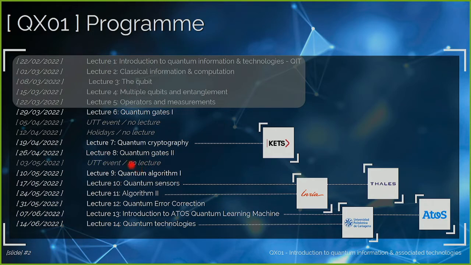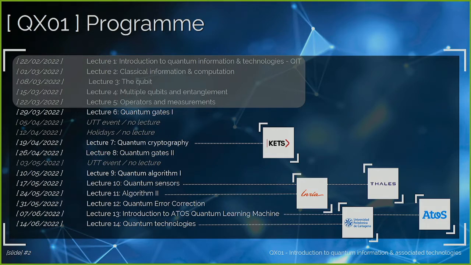So again, no lecture on the 3rd of May, and then there will be a part on quantum algorithm, quantum sensors given by the company Thales, and quantum error correction after that. And then there will be the company Atos, which is going to talk about its quantum learning machine specifically. And then the last lectures will be given by a colleague from Spain on the various technologies for quantum applications, mostly on using superconducting qubits and ion traps.